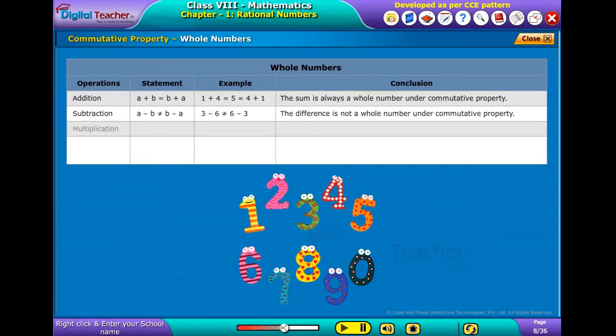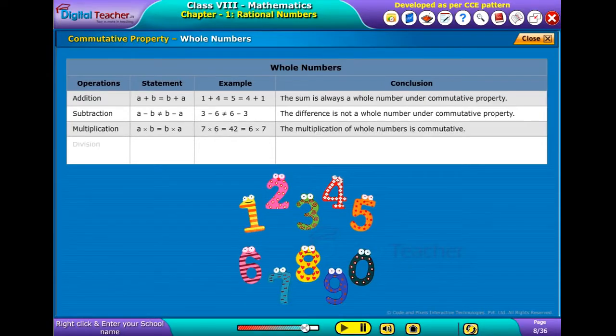Under multiplication, it states that the change in the order of two numbers does not change the result when multiplied. For example, product of 7 and 6 is equal to 42, which is also equal to product of 6 and 7. It concludes that the multiplication of whole numbers is commutative.